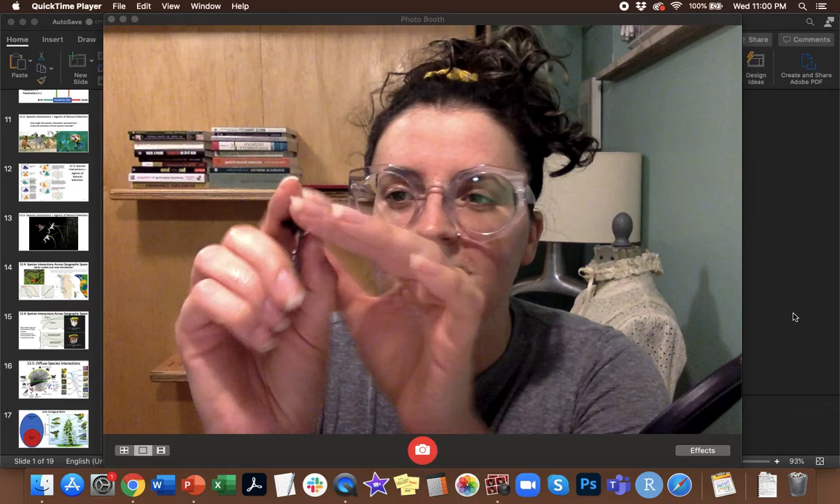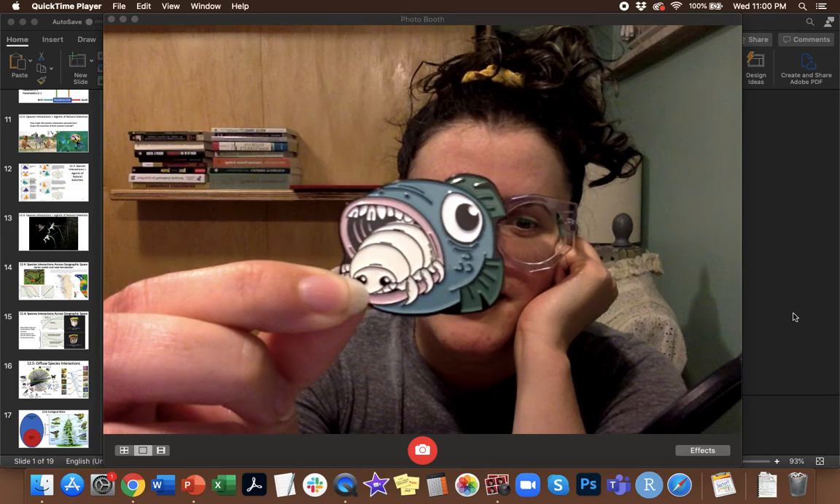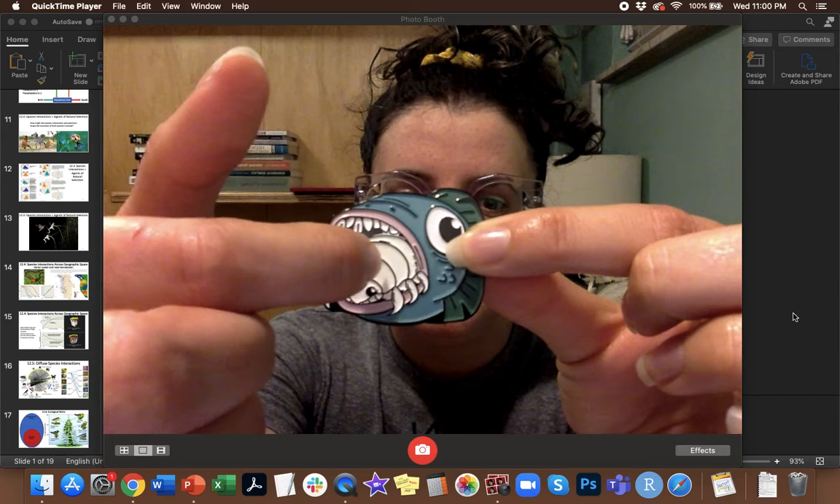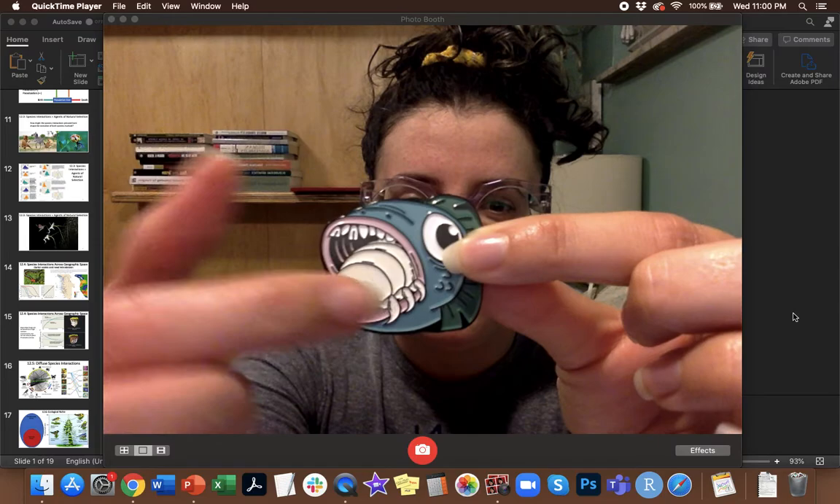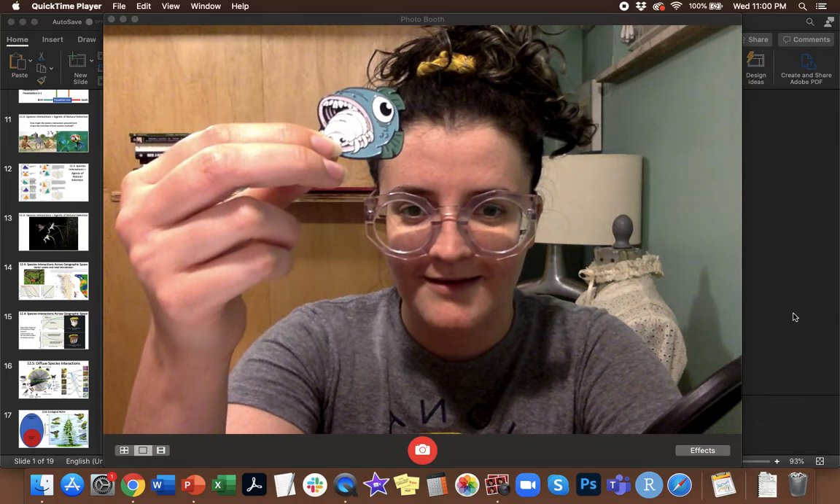Here's another pin of one of my favorite parasites. This is an isopod, a deep sea isopod that has eaten the tongue of a fish and has replaced its tongue, and now it eats all the food that comes into its mouth. There's a really bad horror movie that's based on this that I like. I think it's called The Bay.